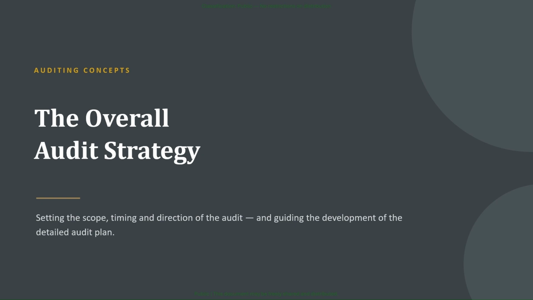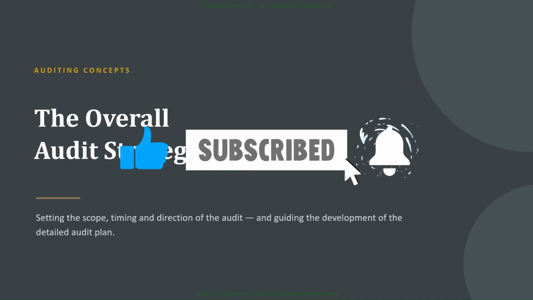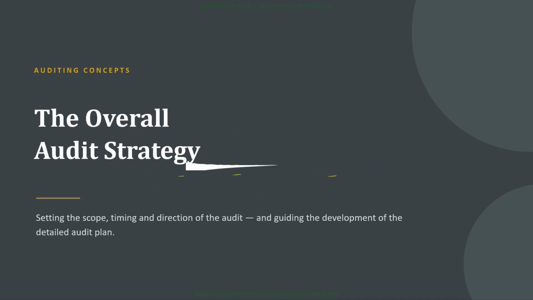Hi everyone. In this video, we are talking about the overall audit strategy under ISA 300, planning and audit of financial statements. By the end of this video, you will understand exactly what goes into building an audit strategy and how it feeds into the more detailed audit plan.